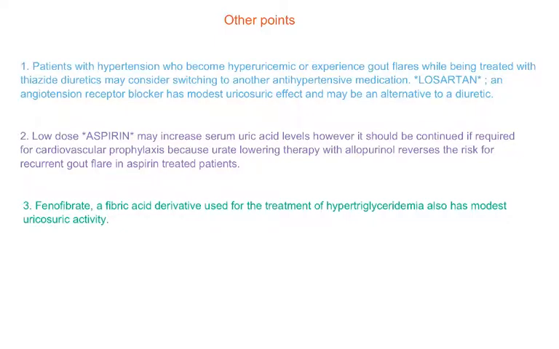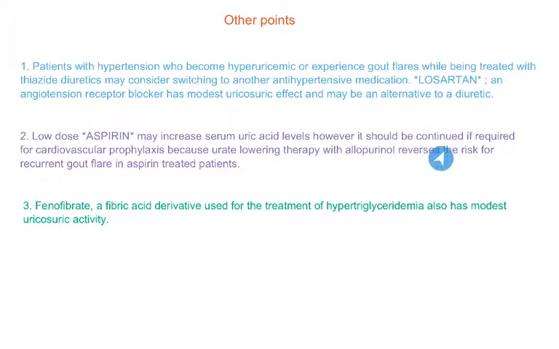These are some additional points for patients who have some other coexisting disease with gout. For example, patients with hypertension who become hyperuricemic or experience gout flares while they are being treated with thiazide diuretics may consider switching to another antihypertensive medication such as losartan. Losartan is an angiotensin receptor blocker and it has modest uricosuric effect, and it may be an alternative to a diuretic. Also, low-dose aspirin may increase serum uric acid levels.